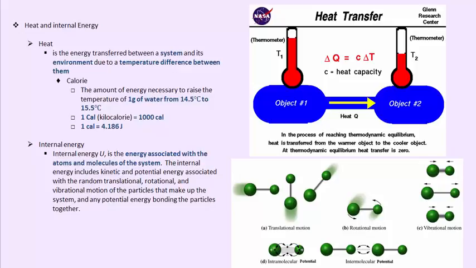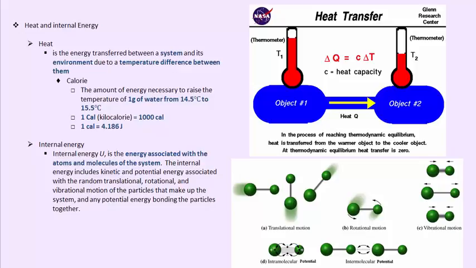As humans, we measure our energy consumption in kilocalories, which can be symbolized by a capital C. And we see that 1 kilocalorie is actually equal to 1,000 calories, and that 1 calorie is equal to 4.186 joules of energy. And since heat is energy transferred between a system, we see that internal energy is the energy associated with the atoms and molecules of the system.